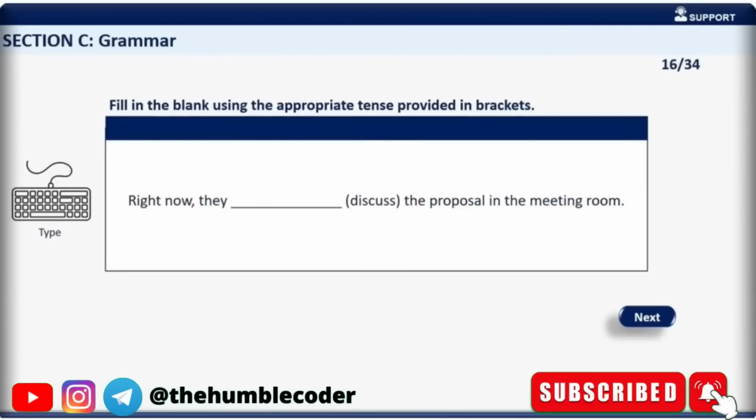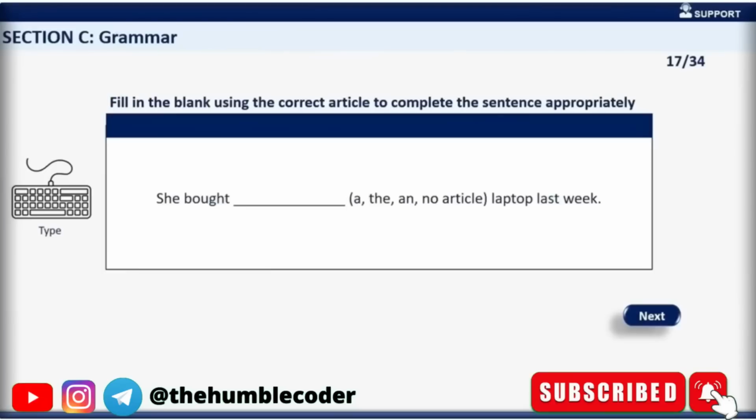Let's move on to the next question now. Right now, they dash the proposal in the meeting room. So the correct answer for this question is going to be: they are discussing the proposal in the meeting room. Let's move on to the next question.